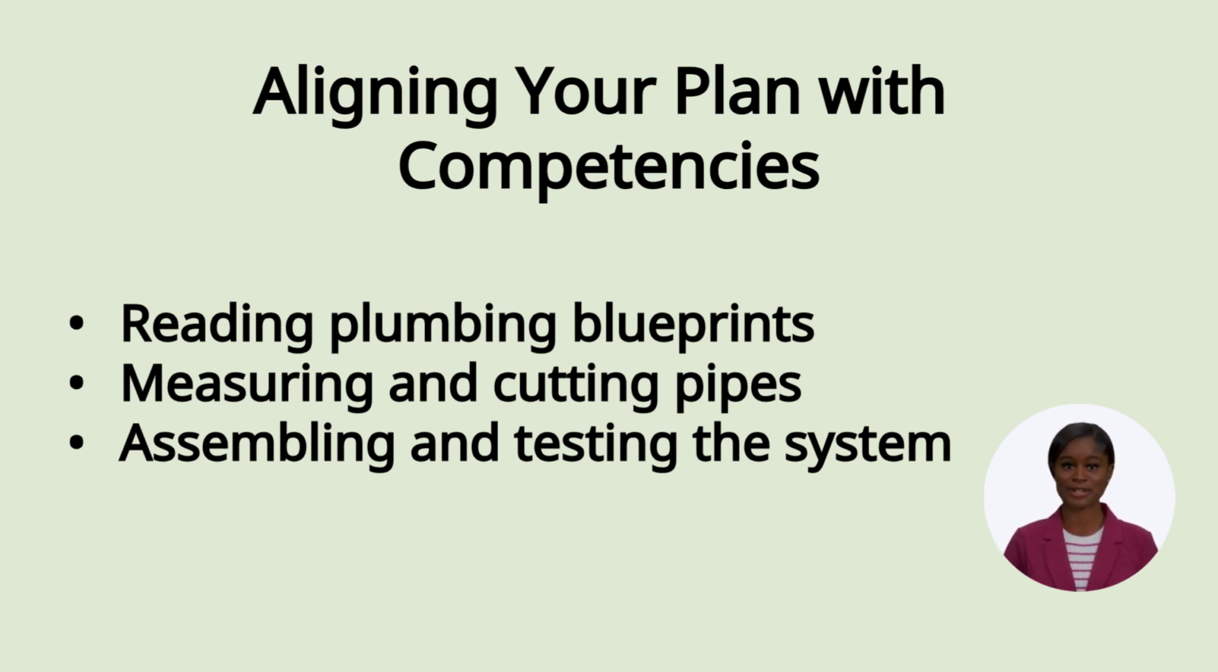For example, if the competency is install a plumbing system, this can be broken down into the following skills: reading plumbing blueprints, understanding and interpreting technical drawings to plan the installation; measuring and cutting pipes, applying mathematical and technical precision to prepare materials accurately; assembling and testing the system, combining components correctly, troubleshooting issues, and ensuring the system functions as intended. Each skill becomes the focus of individual lessons, allowing students to develop their capabilities incrementally.